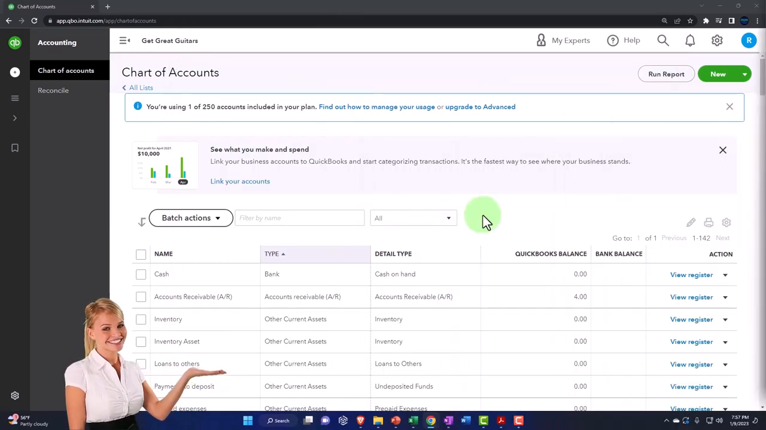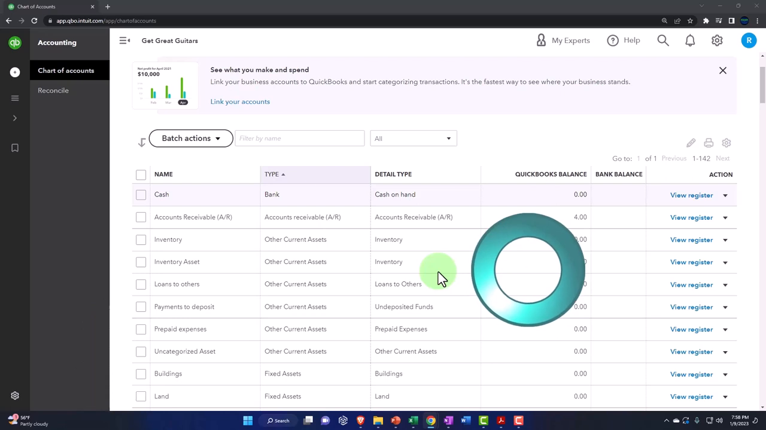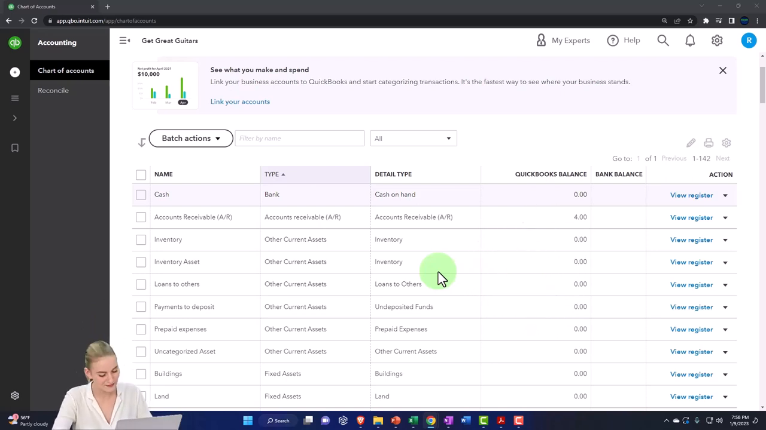Now the chart of accounts is going to be something that we're going to have to modify, because the chart of accounts is going to have a whole lot of accounts. It is the way QuickBooks Online is currently set up.